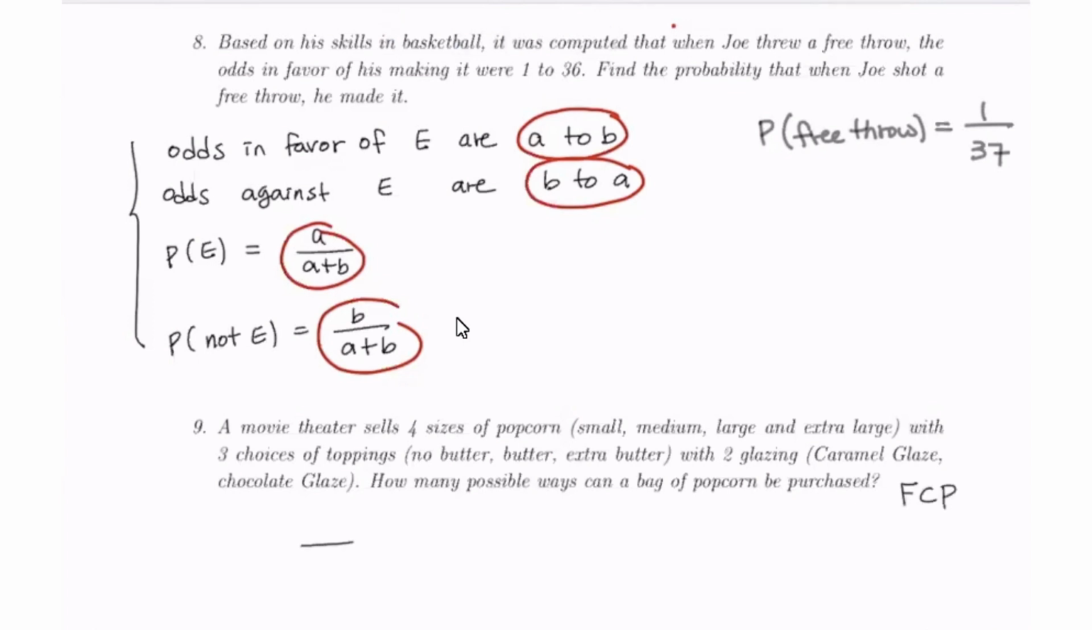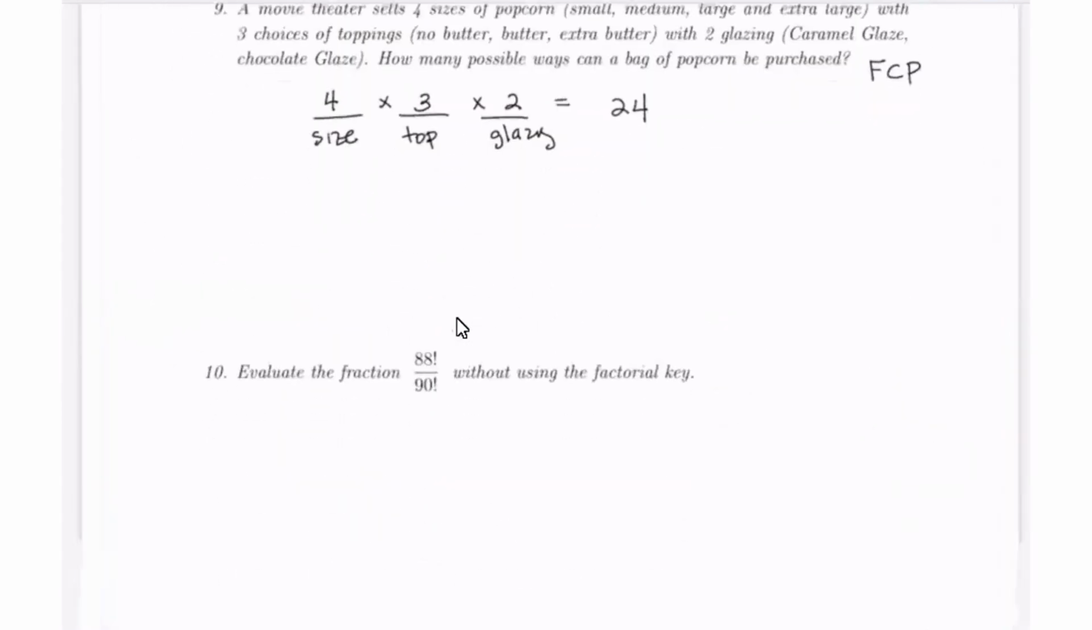We have 3 groups: the size of the popcorn, the toppings of the popcorn, and the glazing of the popcorn. So we have 4 sizes, 3 toppings, 2 glazes. Multiply that: 24 ways to choose. Okay. All right, number 10.